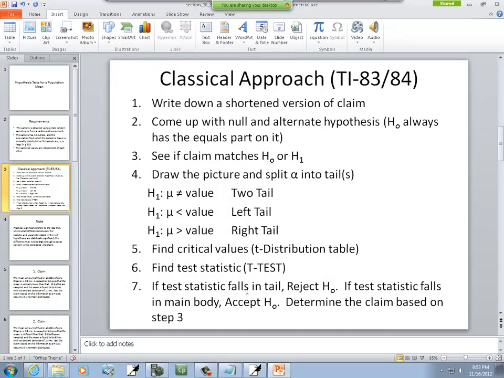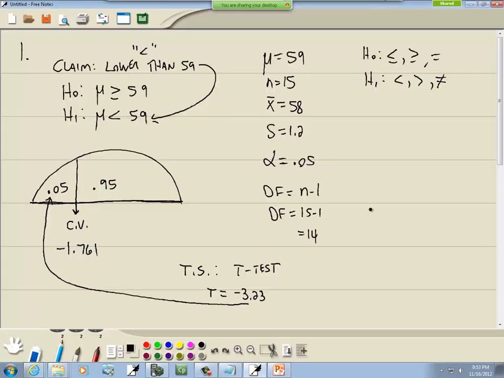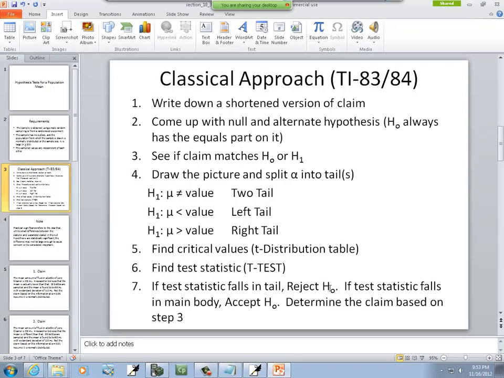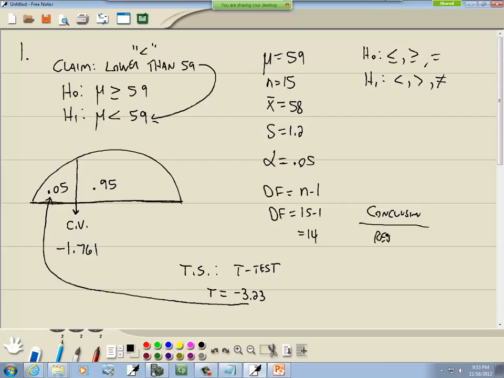If the test statistic falls in a tail, it says we reject H naught. This is our conclusion. So it falls in the tail, reject H naught. Now H naught and H1 are opposites of each other, so if I reject H naught, that means I'm going to accept H1. Now our claim matches H1, so whatever we say about H1 is what we're going to say about our claim. Since we accepted H1, that means we'll accept our claim.